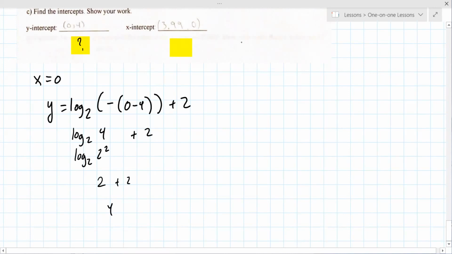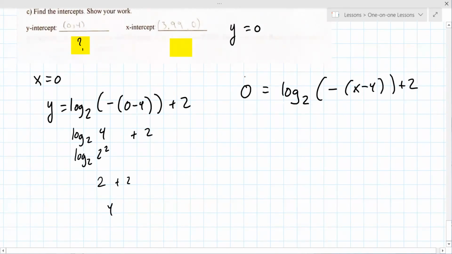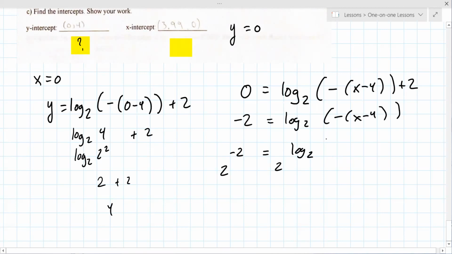And then the x-intercept is when y equals 0. This one may not have one, because when you set 0 equal to log base 2 of negative x minus 4, plus 2. Okay, so you move this over and you get negative 2 equals log base 2 of the rest of this. To undo the log base 2, you use base 2. So 2 to the negative 2 equals 2 to the log base 2 of negative x minus 4. So on the right, it just becomes negative x minus 4.